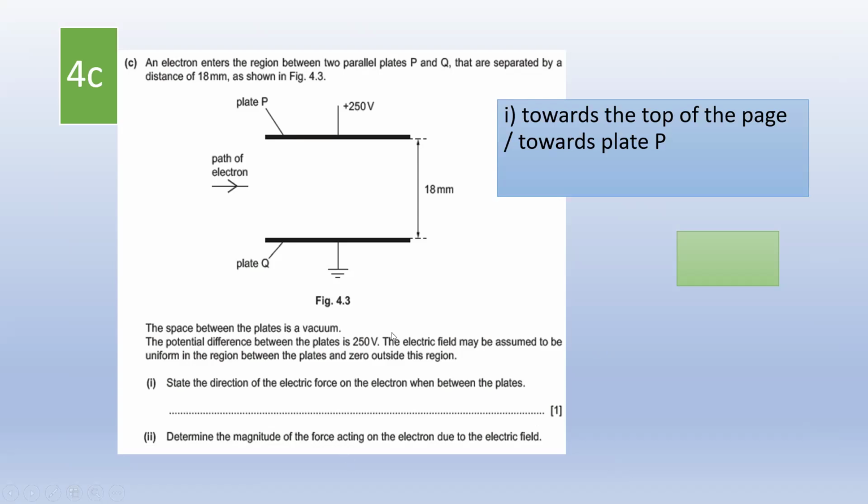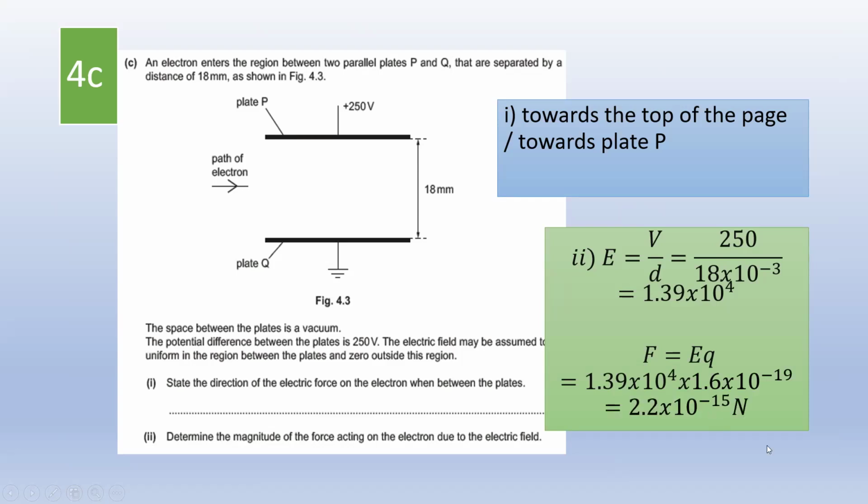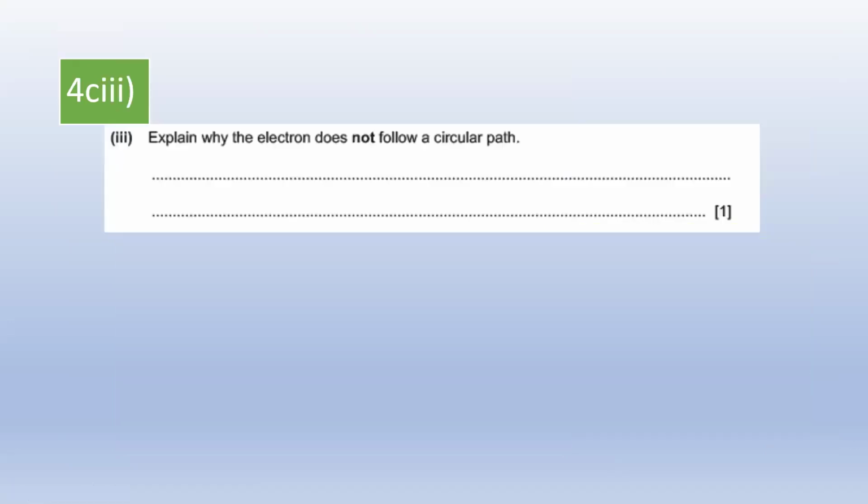Determine the magnitude of the force acting on the electron in the electric field. We calculate E first from V and distance d. Then F is EQ. That's your capital E, that's your Q, the charge of the electron. Explain why the electron does not follow a circular path.